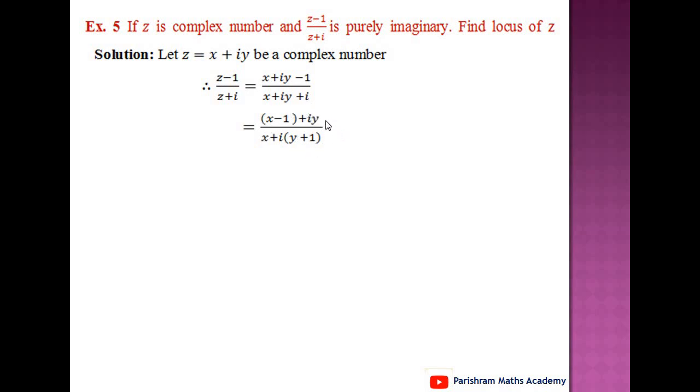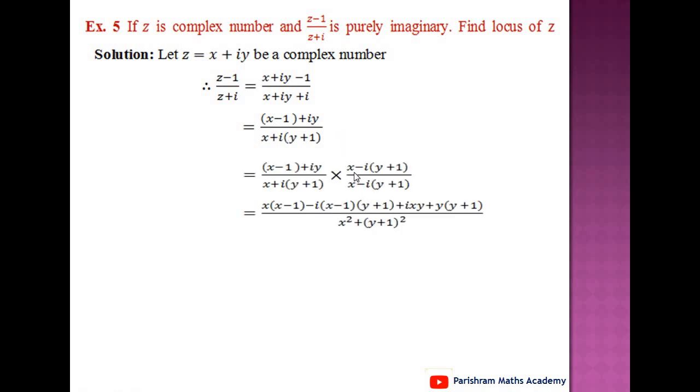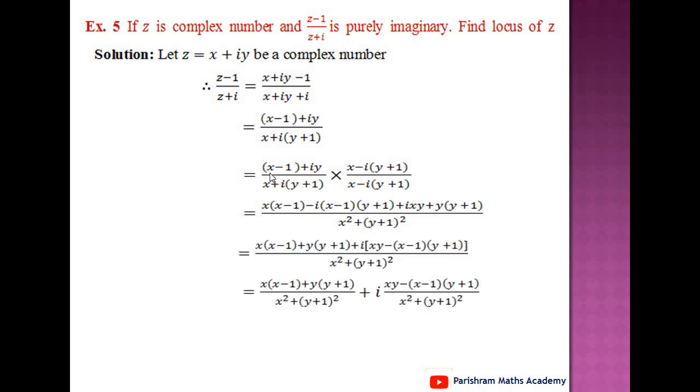We can simplify this complex number by multiplying and dividing by the complex conjugate of the denominator, that is, multiply and divide by x − i(y + 1) upon x − i(y + 1). Simplify. We get (x − 1)x − (x − 1)·i(y + 1), that is −i(x − 1)(y + 1), plus iy·x, that is plus ixy, and the last term, the value of i² is −1, therefore minus minus plus y(y + 1). First you can take the real terms x(x − 1) + y(y + 1). From the middle two terms you can take i as common.